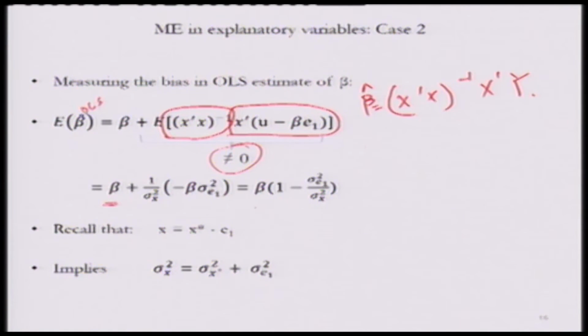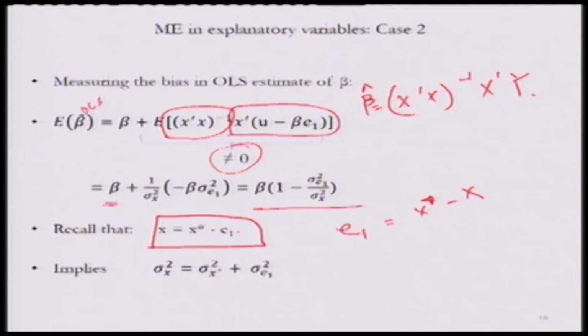And then just a few modifications, we take out beta, and this is equal to 1 minus sigma E1 square by sigma x square. Once again we do a little bit more manipulation to make sense of what we have over here. What we rewrite is the measurement error term, where recall that we started by saying that E1 is equal to x star minus x, and we rewrite x in terms of x star and E1.